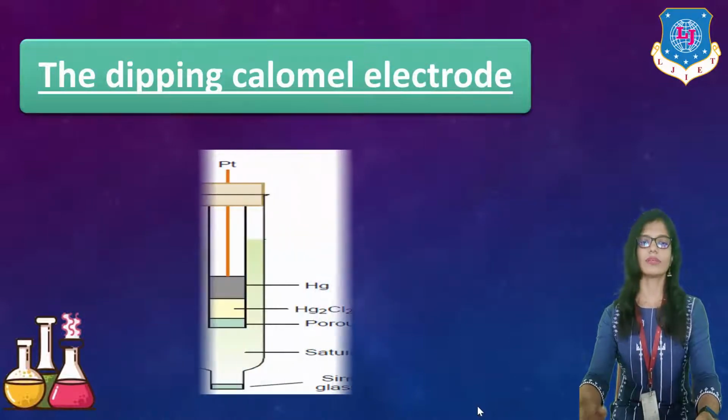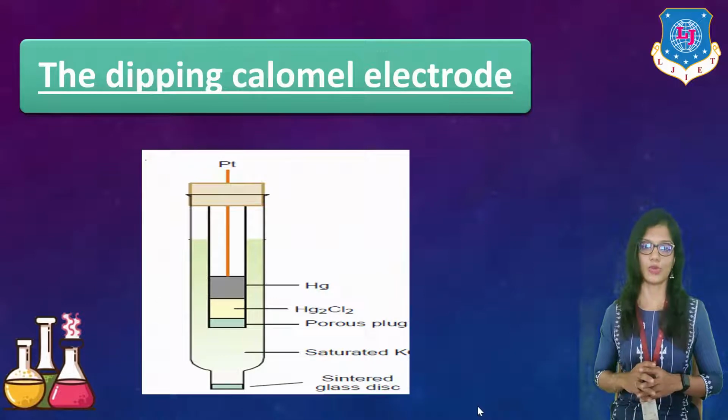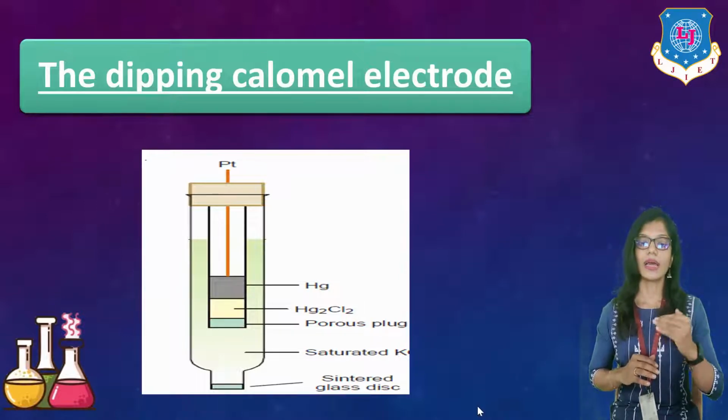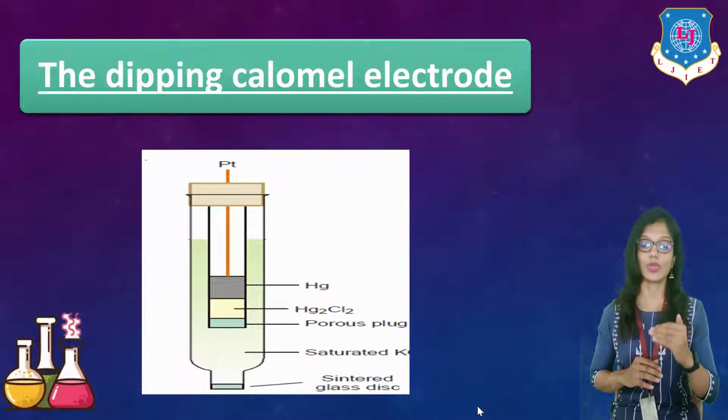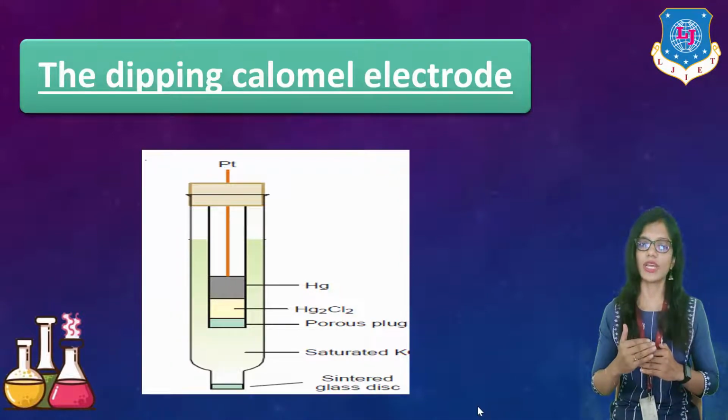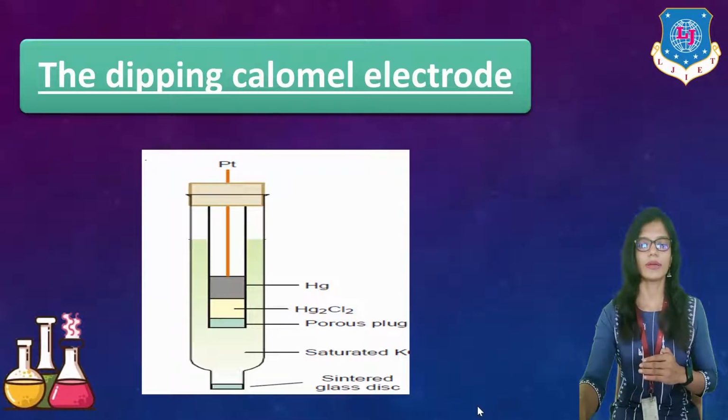Now second one is the dipping calomel electrode. Right. So in dipping calomel electrode, what we will have is we have sintered glass disc at the bottom in connection with saturated KCl, in connection with porous plug that is in contact with Hg2Cl2, and then we have Hg. So all these compartments are actually in connection with platinum wire. Right.